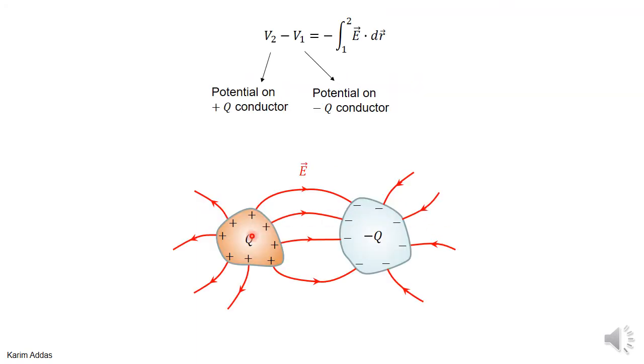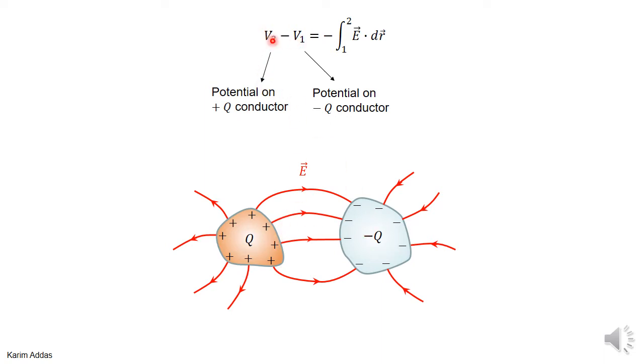So as you can imagine, since you have plus charge here, and of course any extra charge goes to the surface of the conductor, and here you have negative charge, and the negative charge goes to the surface of the conductor, there's some electric field that's going from the positive conductor to the negative conductor. As long as there's an electric field in this region, then there's also a potential difference between the two conductors.